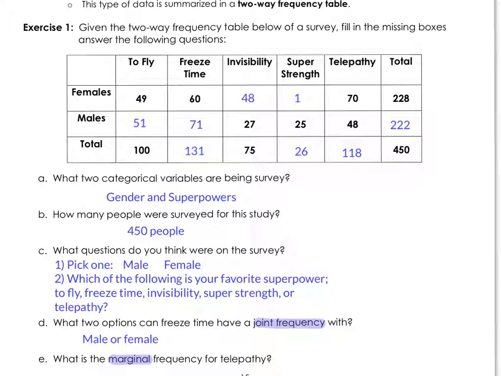So an example of one would be for telepathy would be 118 because that's joined with the telepathy right here. It's a marginal frequency though. It's in the margin. So the answer is the total 118.